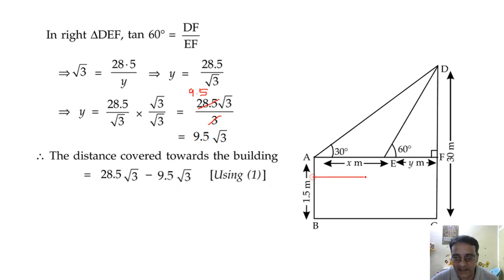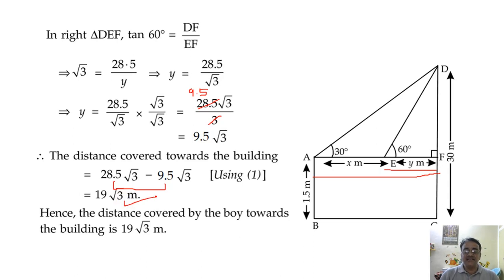ये पूरे में से x plus y में से हम लोग क्या करेंगे? ये y निकाल देंगे, that is 9.5 root 3. So if you subtract this two, what you will get? 19 root 3. So this is the answer. Hence the distance covered by the boy towards the building is 19 root 3 meter.